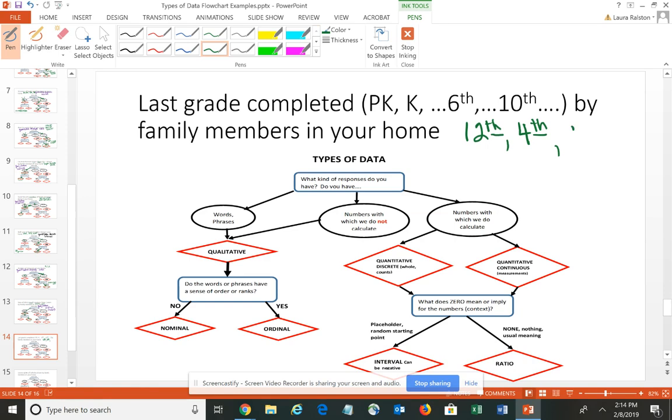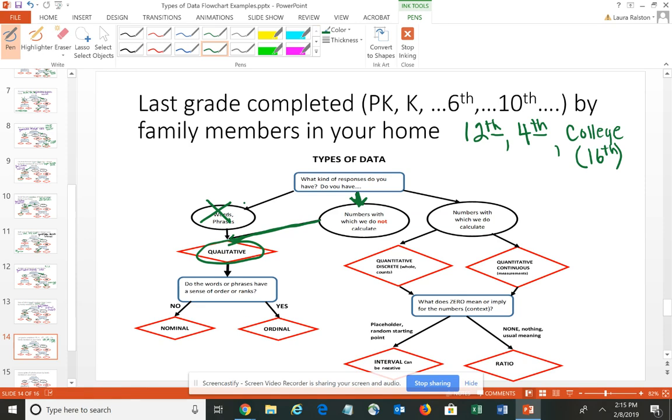You might even say that they're college grad. So college, could say it's 16th. It's not really a grade, but you get the idea. So again, you're getting numbers, okay? But it's not words and phrases. You're getting numbers, but normally we wouldn't necessarily calculate with the grades. Grade levels, we would just say one went further than another. So it's not really numbers we calculate with. So that gets us back over into the qualitative range, okay?